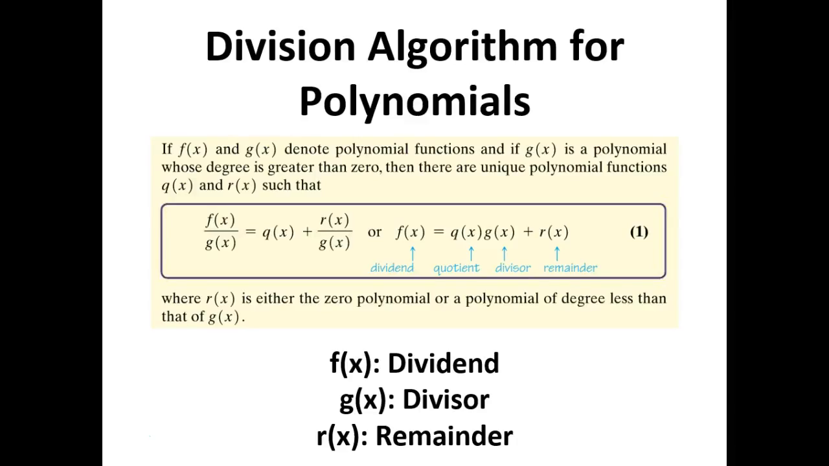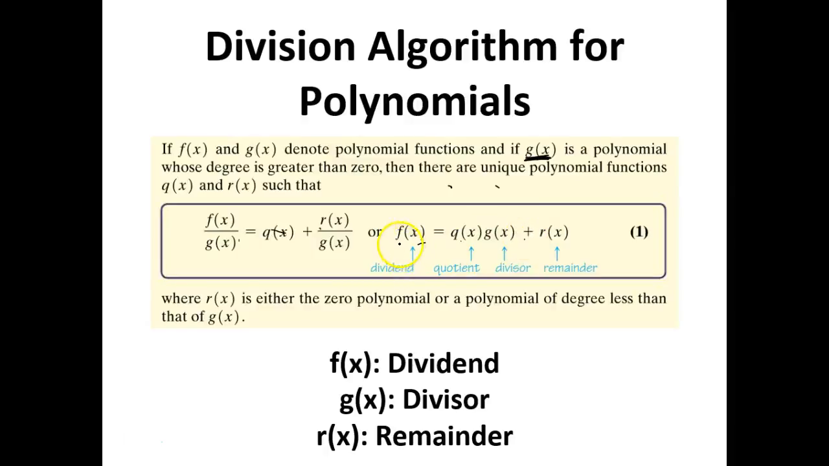So the first one, the division algorithm for polynomials, says if f of x and g of x denote polynomial functions, and if g of x is a polynomial whose degree is greater than 0, i.e. we have a polynomial here that has x's in it, then there are unique polynomials q and r such that f of x divided by g of x is equal to q of x plus r of x over g of x, or f of x is equal to q of x times g of x plus r of x.